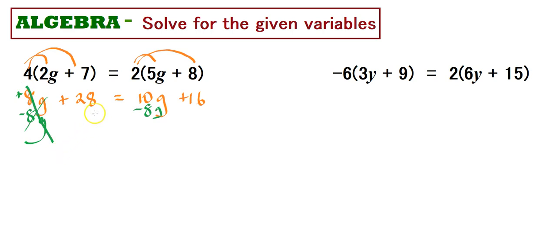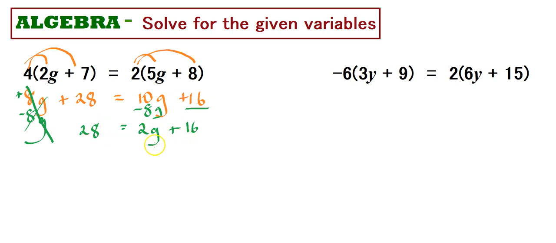That cancels out the 8g, leaving only the positive 28, which is a constant on the left. On the right, we have 10g minus 8g, which leaves us with 2g, and this positive 16 constant over here. We now have constants on both sides and a term with a variable and a coefficient on one side as well. So this is a good thing. We only have g's on one side now, and we want to eliminate constants from both sides.